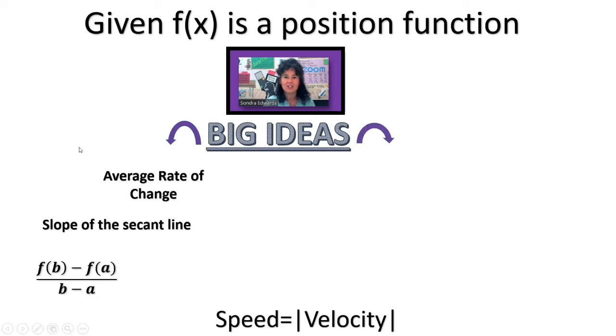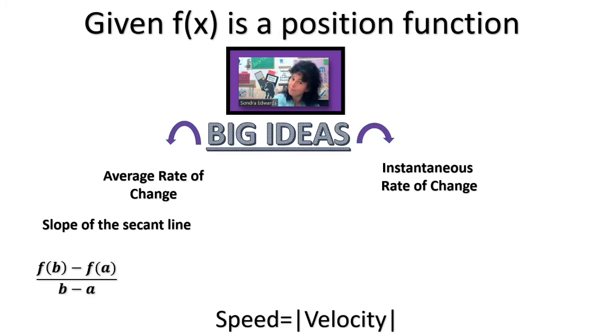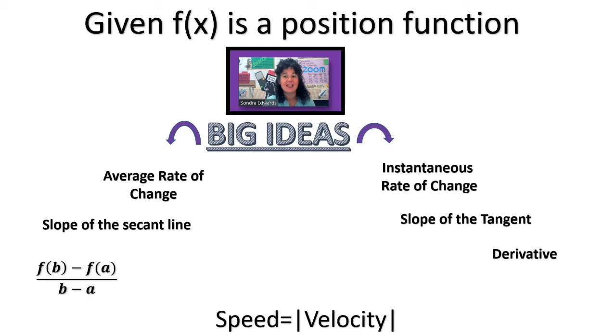Okay, on the other side here, instantaneous rate of change. How fast something is going at exactly 1 moment in time. That is the slope of the tangent. That is the derivative. All of these things mean the same thing. Instantaneous rate of change, slope of the tangent, derivative, velocity, those all mean the same thing.